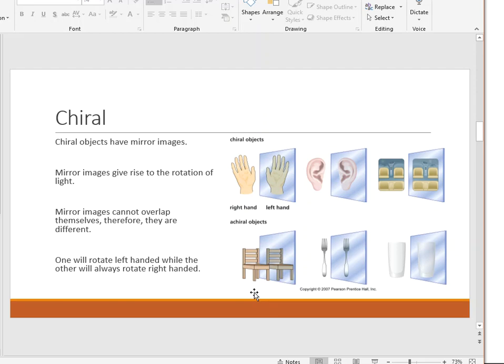And that is why we have the R version and the S version. If they overlapped, then all of a sudden there's no difference between the 2, right? So here up at the top are chiral objects. You take your left hand, you take a mirror image of it, and you'll get your right hand. And if you do not twist and turn, but you just try to overlap those 2 images over top of each other, they're never going to work.